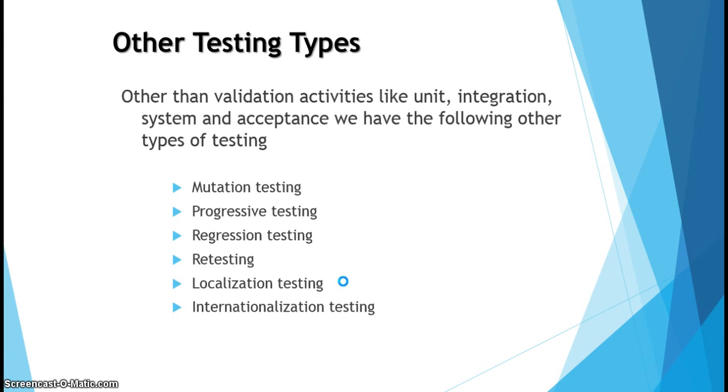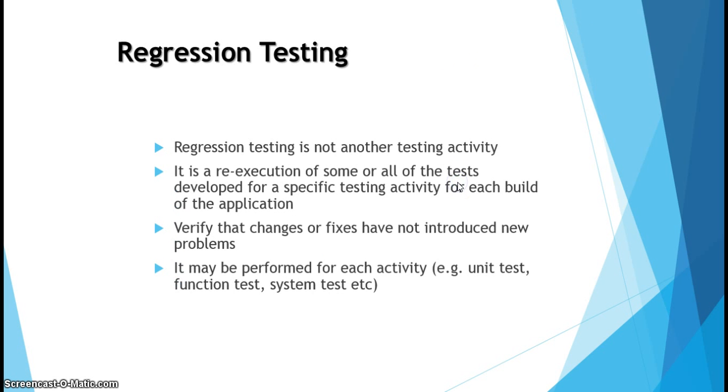There are other types of testing apart from what I have listed so far, like mutation, regression, retesting, localization. So let's go to regression testing. Regression testing is re-execution of a certain test set because certain defects were fixed, and you want to ensure that the new defect fix has not introduced other problems. So you are doing regression testing to ensure that all other functionality performs as expected and the defect fix is working fine.